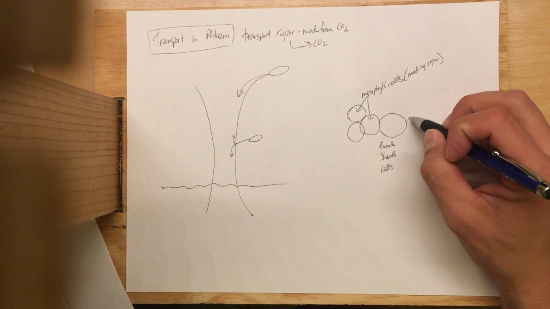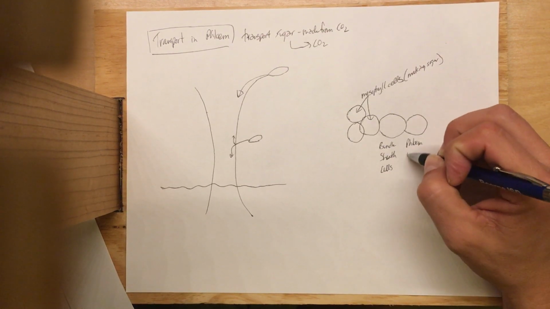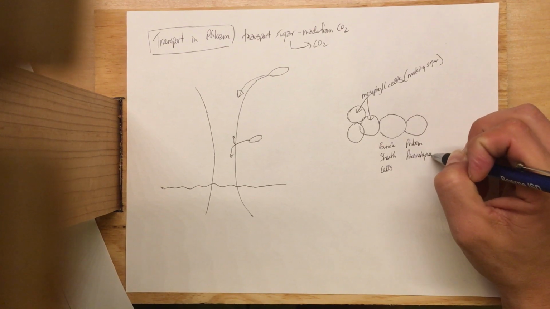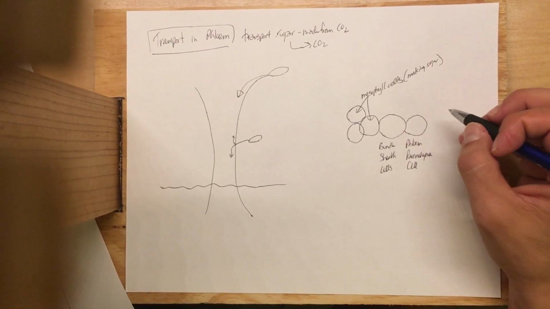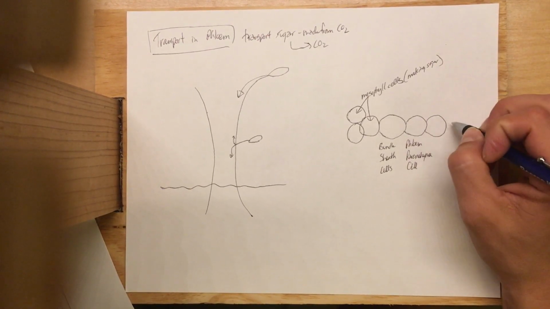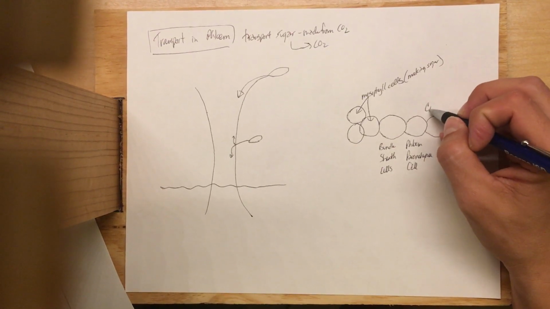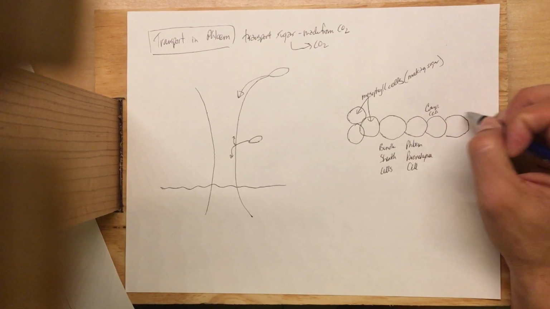Next, we've got a phloem parenchyma cell. So that means it's a regular old cell, just kind of a round, squishy guy, but it's a part of the phloem. Now we have a companion cell, and then finally we've got a sieve tube member. Okay, so the companion cell is right here, and then the end of the line is a sieve tube member.